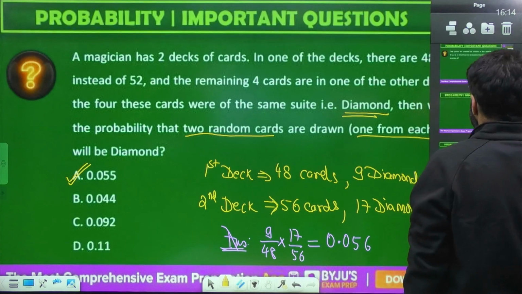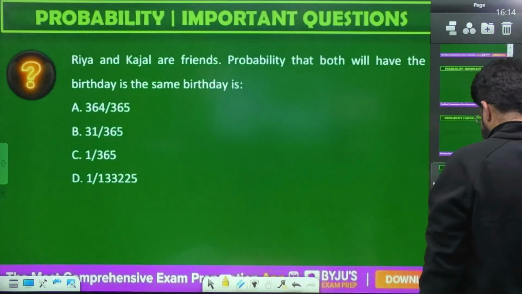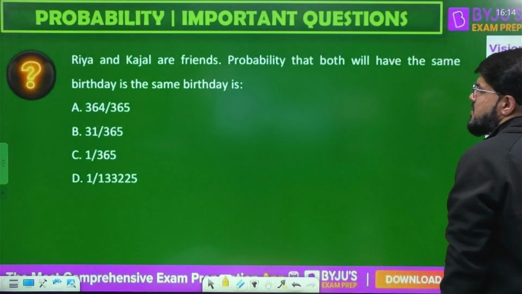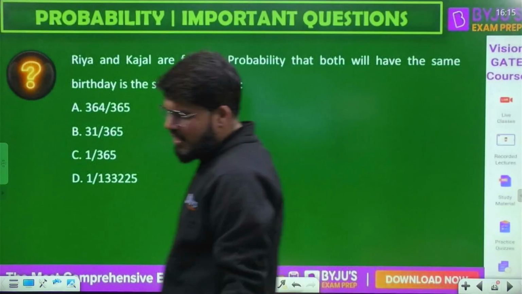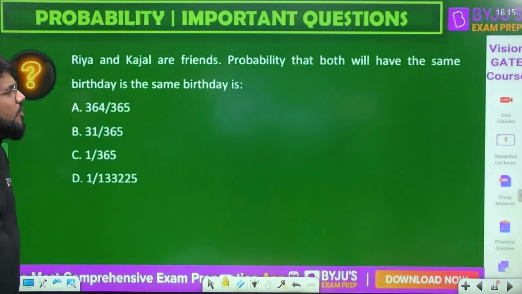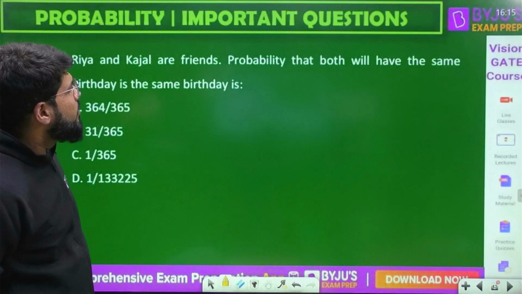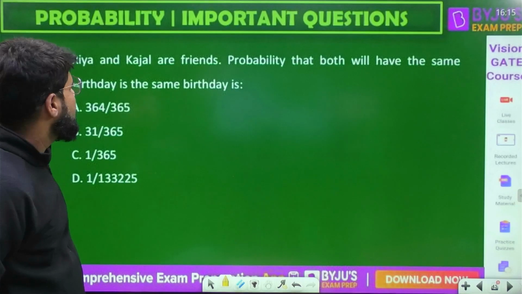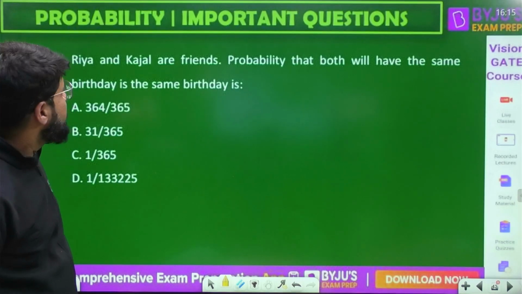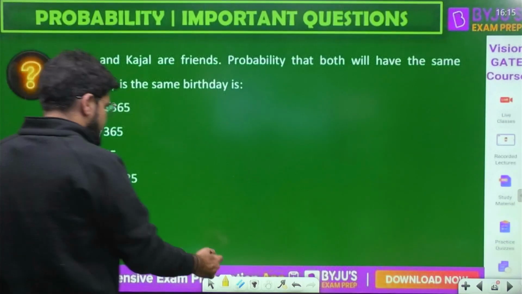Now, some miscellaneous question. Riya and Kajal are friends. Just language and understanding based. Probability that both will have the same birthday.